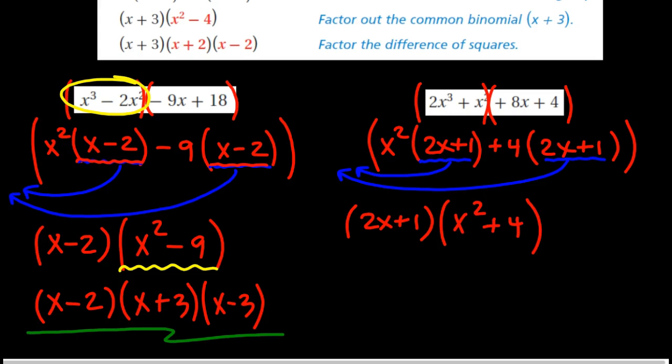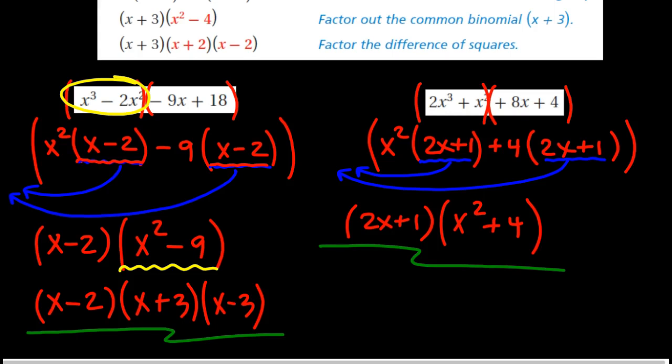And a lot of people mistake this x squared plus 4 as factorable, but it's not. There is no sum of squares, so that is as factored as you're going to get that, because x squared plus 4 is not factorable.